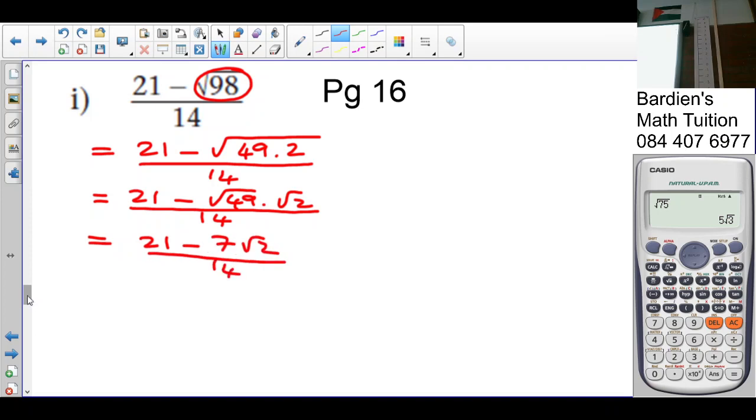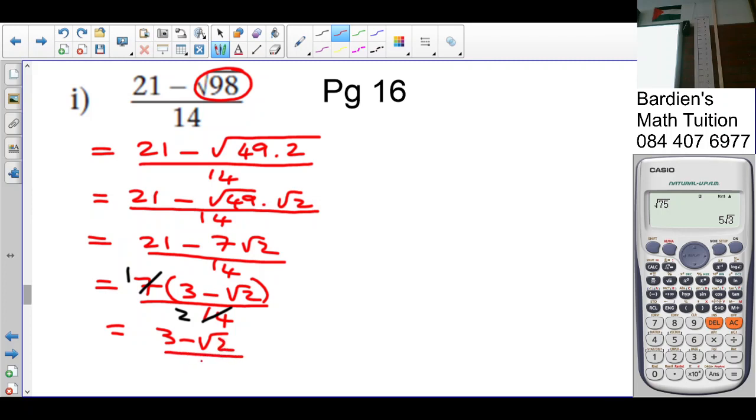Okay, put each one on its own, or I can factorize. Well, factorize. What is common in the numerator? 7. So I'm left with 3 minus root 2 over 40. Now what? You cancel. 7 going into 7 once, 7 going into 40 twice. So it's 3 minus root 2 over 2. Okay.